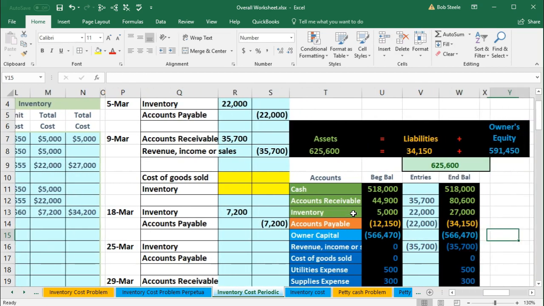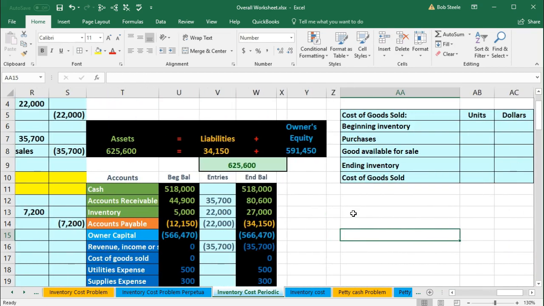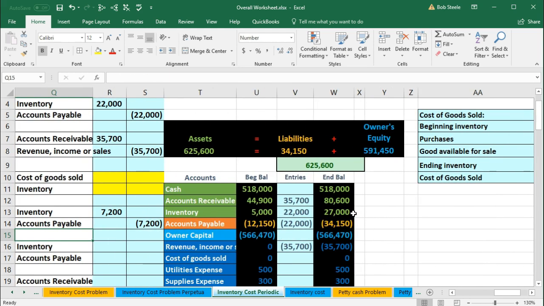We're going to post this to our worksheet over here. Scroll back over just a bit. So we're going to say inventory is here, inventory is there. We're going to post it to the middle column. We're at the 27,000. That's where we were at before. Something's in V13, therefore we're going to double click on it, go to the end of it, say plus, point to that 7,200, bringing that 27,000 up by 7,200 to 34,200.